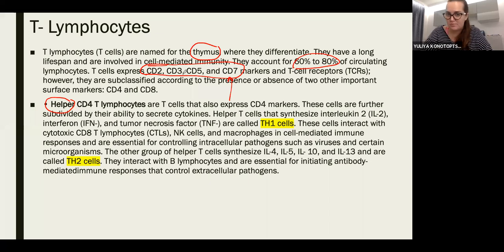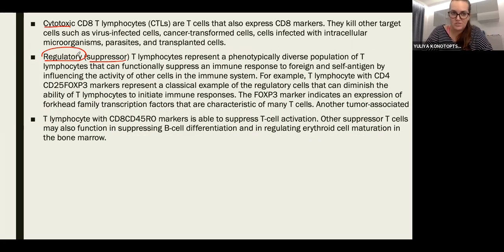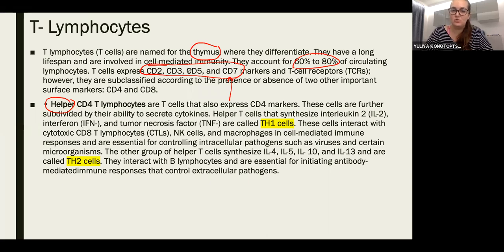They cannot be used to differentiate T lymphocytes. Why can they not be used to differentiate? Because, I repeat, they're located on all of them. It doesn't matter if it is T helper or T cytotoxic or T reg. On the surface of all three of them, you will find CD2, 3, 5, 7. Is it clear?